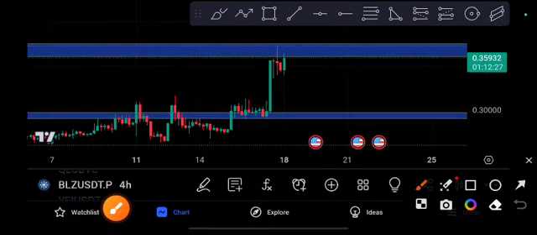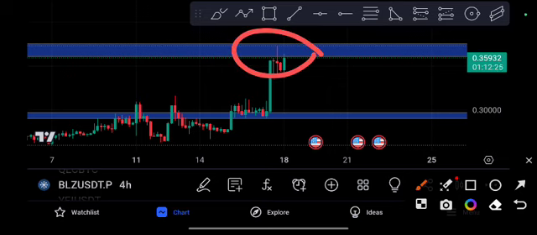BLZ is 100% at a turning point, my brother. Definitely, this resistance level is very, very strong. So many times it has retested this position, and right now it is testing it again.